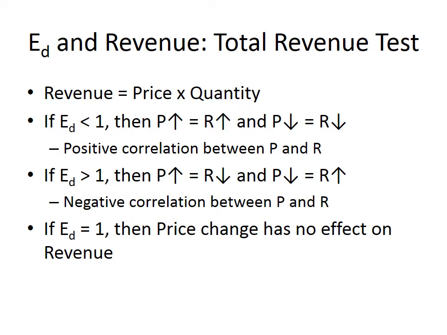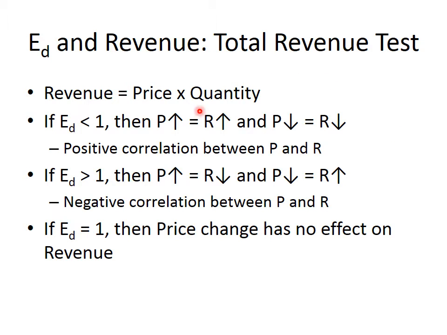Now, let's look at the total revenue test, and let's work with this a little bit until we get it down. In general terms, if the elasticity is less than 1, meaning that the demand is fairly insensitive to a price change, the percentage change in demand is going to be less than the percentage change in price, then if we increase price, we're going to have a revenue increase.